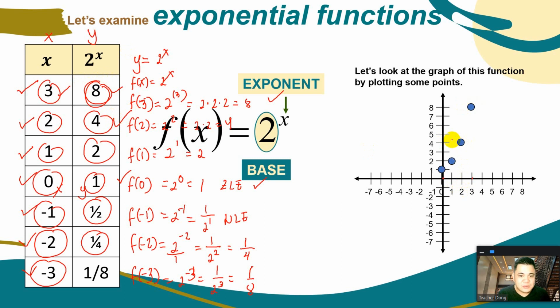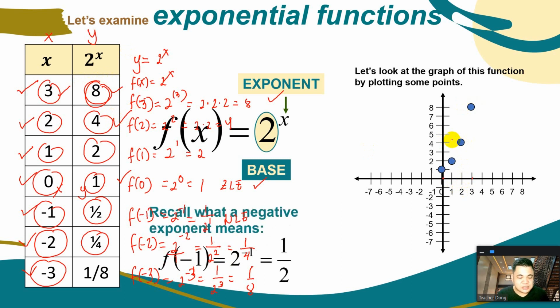And then the other one, we have (1, 2). So 1 is for x and then y is 2. And then you are going to intersect them to plot the point. And then we have (0, 1). Okay, we're done with that.